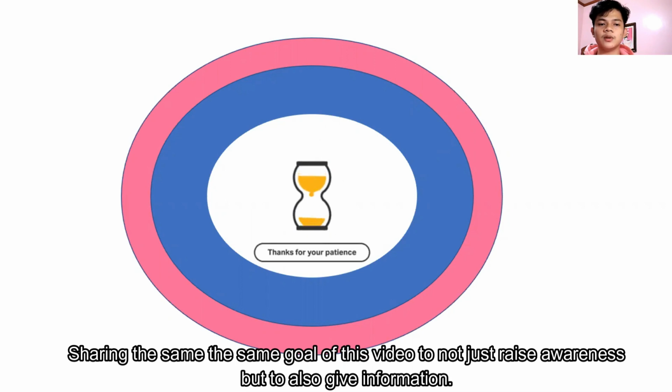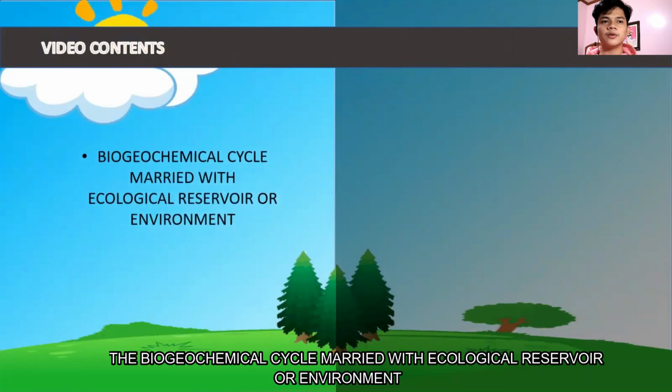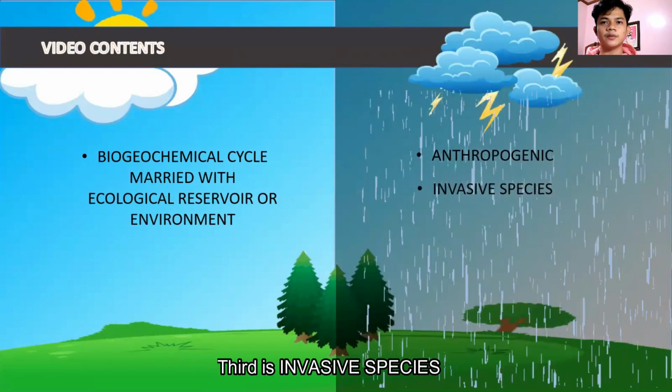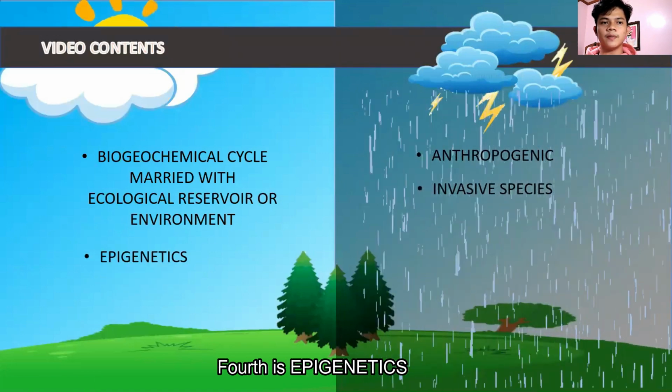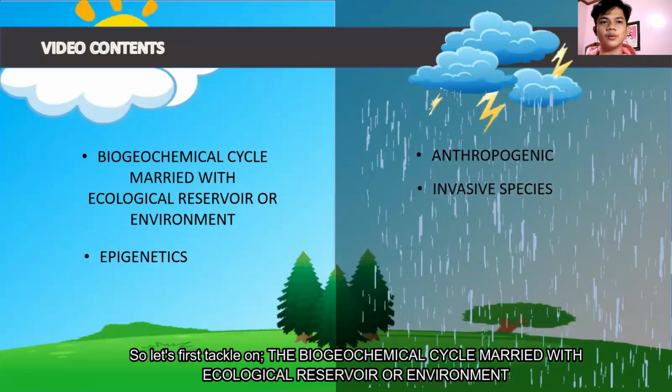Sharing is the goal of this video, to not just raise awareness, but to also give information. This video consists of four contents: first, the biogeochemical cycle married with ecological reservoir or environment. Second is anthropogenic. Third is invasive species. Fourth is epigenetics. So let's first tackle the biogeochemical cycle married with ecological reservoir or environment.